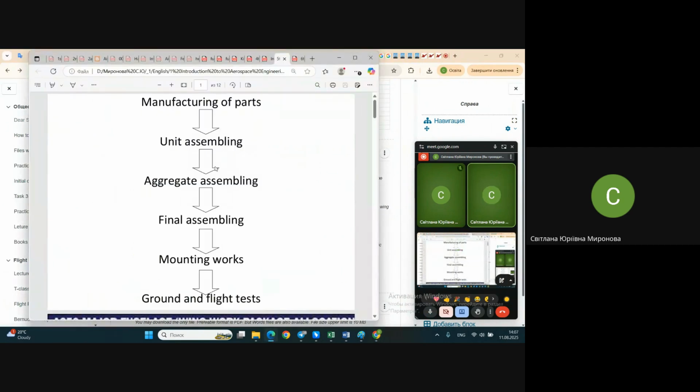Slides. What do you see right now? It's called the sequence of aircraft manufacturing. No, it's not only valid for aircraft actually. If we change some flight tests, for instance, just for tests, for ground tests, it will be practically the same for any industrial object of manufacturing. First, we manufacture the parts. Next, we assemble them. Maybe we have some mounting work to do.